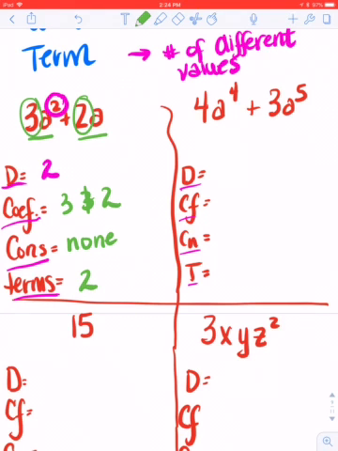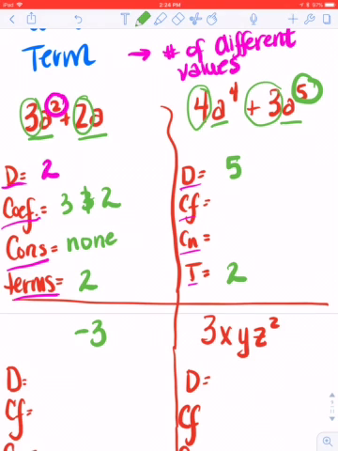So I'm going to go through and show you a little bit with this, so you can see at least a little bit of how this works. On this one, I have 2 terms. I have an a to the 4th and an a to the 5th, so there are 2 terms. The highest exponent is 5, so my degree is 5. My coefficients are my numbers in front, which are 4 and 3. And there is no constant term because there's no number that stands by itself.